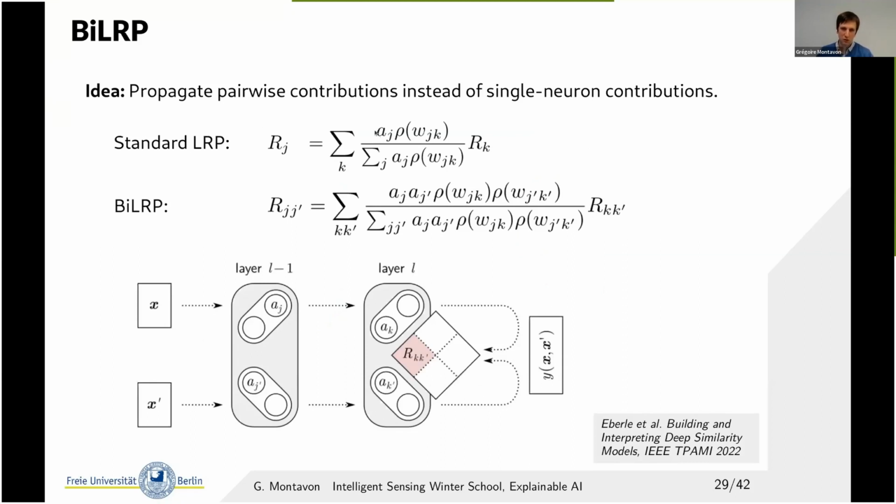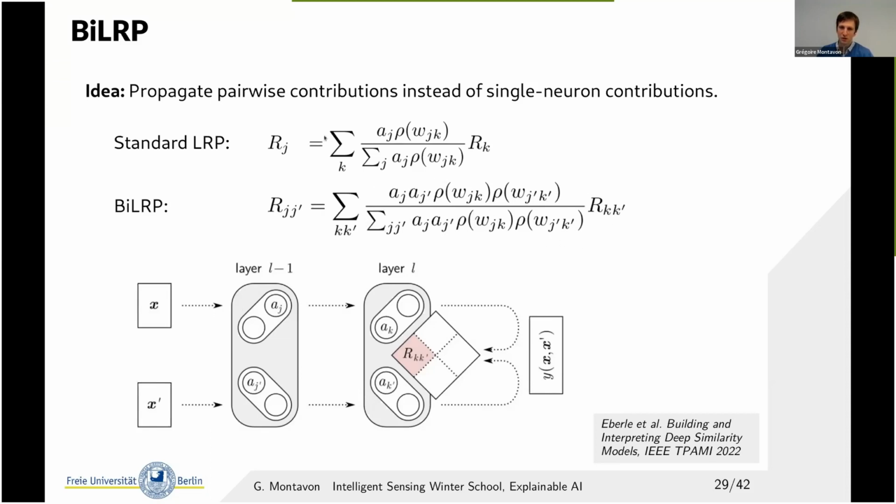And now we would like to say, okay, instead of attributing in terms of individual neurons, we'll propagate the contribution of pairs of neurons. So this is the standard LRP rule, which has this form, which we have seen just before. And now instead, we would like to have essentially products of features: neurons J and J prime, where J and J prime are activations of the two different images we give as inputs, times the product of these weights. And then you have this denominator, which is a double sum over input features.